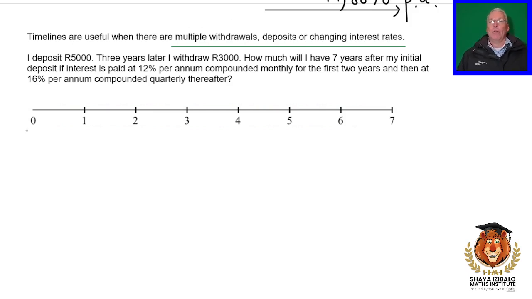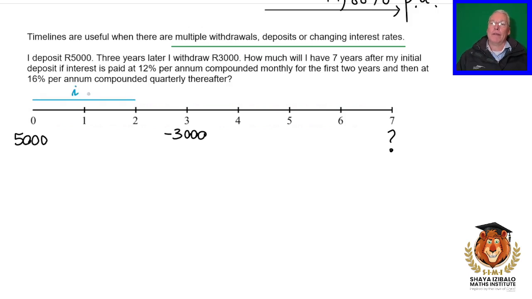Okay, we start off, we deposit 5,000 Rand. So we've drawn a little number line. 3 years later, we withdraw 3,000 Rand. How much will I have 7 years after my initial deposit? The other thing that is happening here is that the interest rate changes. For the first 2 years, the interest rate is compounded monthly, so we put a little 12 in brackets, and it's 12% per annum as well.